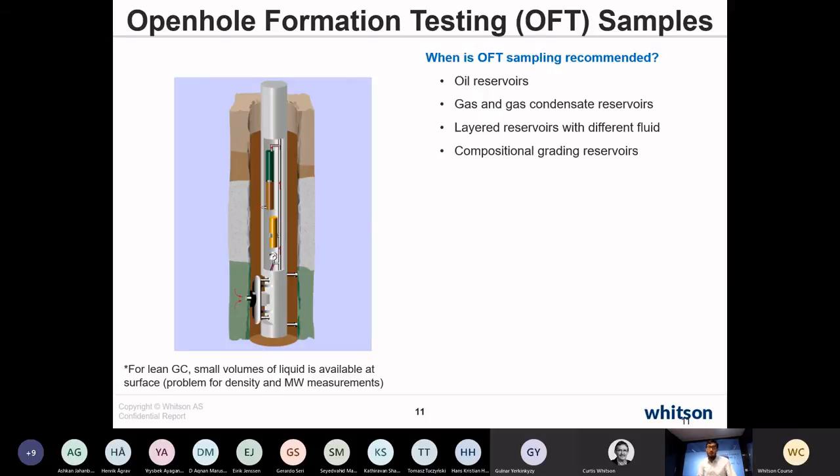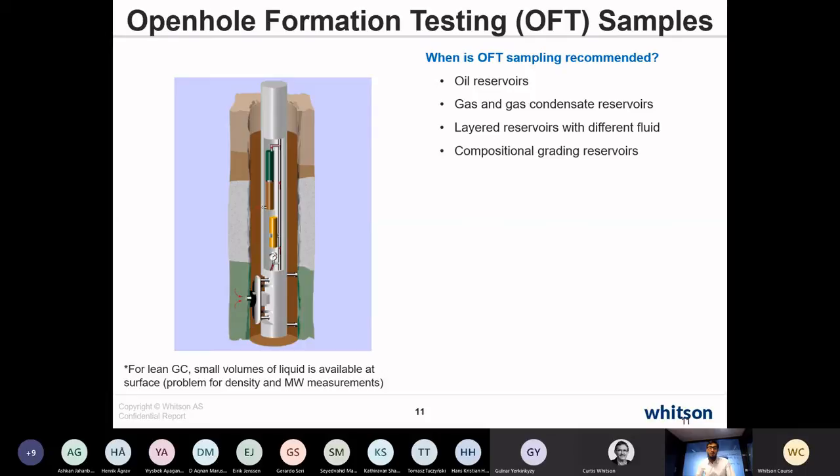Okay, so the open hole formation testing. When it's recommended, it's recommended for any reservoir fluid type, for example, oil reservoirs, gas condensate reservoirs. Usually, if you have layered reservoirs with different fluids, and you expect different fluids to exist in the different layers of your reservoir, then you try to do the open hole formation testing to get better estimates of the in situ fluid composition in the different layers.